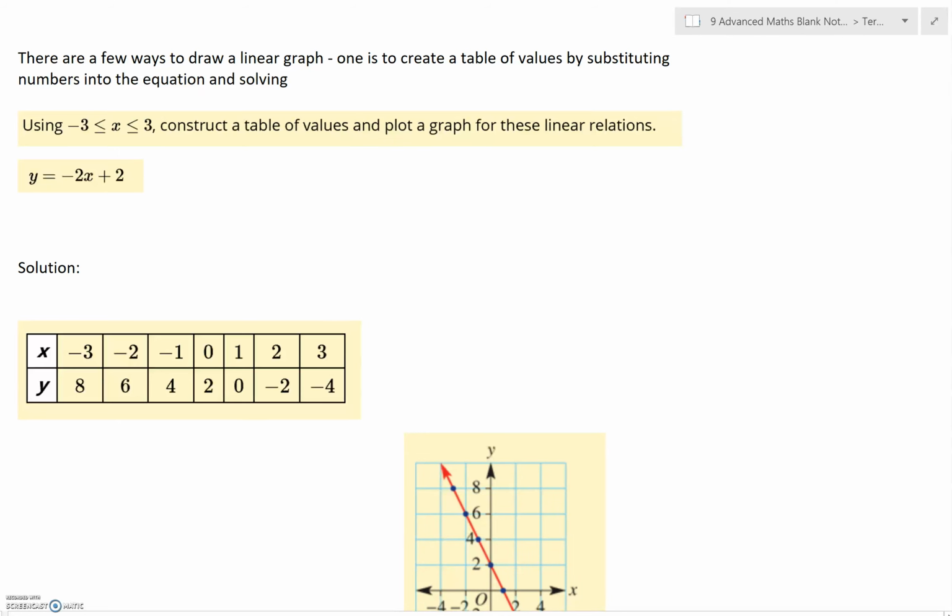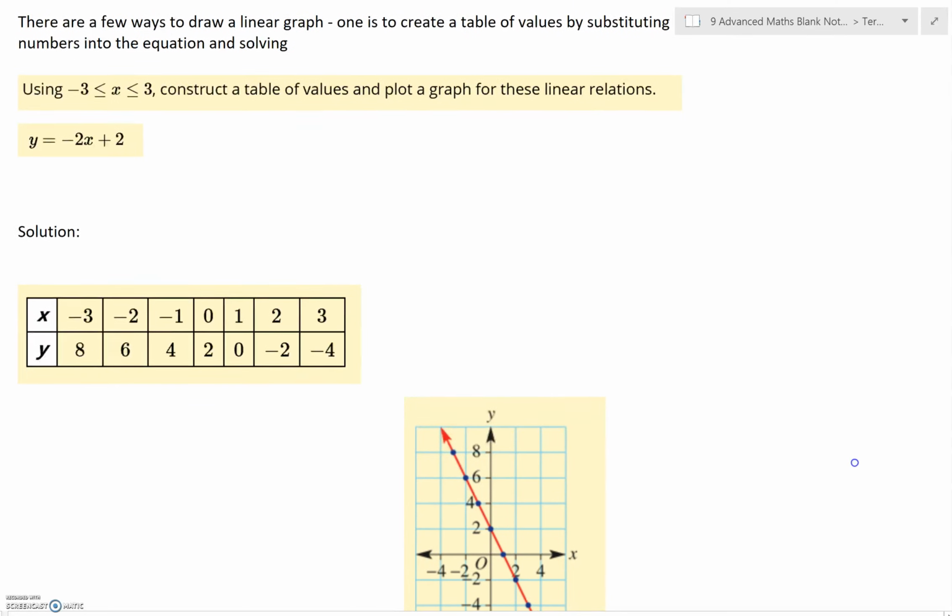Now the solution's already here for you, but there's a few things I wanted to point out, and I wanted to show you where the values came from. So -3 ≤ x ≤ 3 just means we want x values from -3 all the way up to 3. So it's saying our minimum x value is -3 and our maximum x value is 3. And we're going to put those values into our equation, y = -2x + 2, and it's going to give us values for y, which will allow us to plot them.